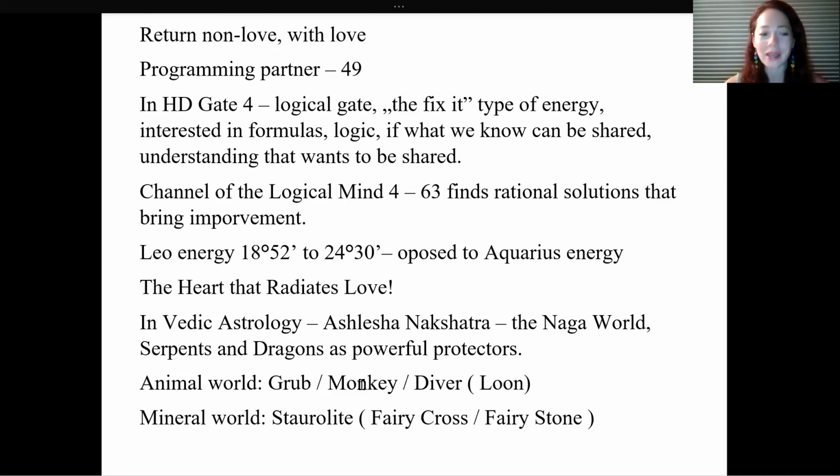Give it a break. And if you're into the mineral world, I think it's one of my favorites here. When I found it, I was like, whoa, this is a nice one. In the mineral world is the staurolite, what it's called the fairy cross or the fairy stone. In case you don't know how it looks, do search it. It's a beautiful stone. Not very easy to find, but in case you find it and you have this activation, keep it around. It might do nice activations.